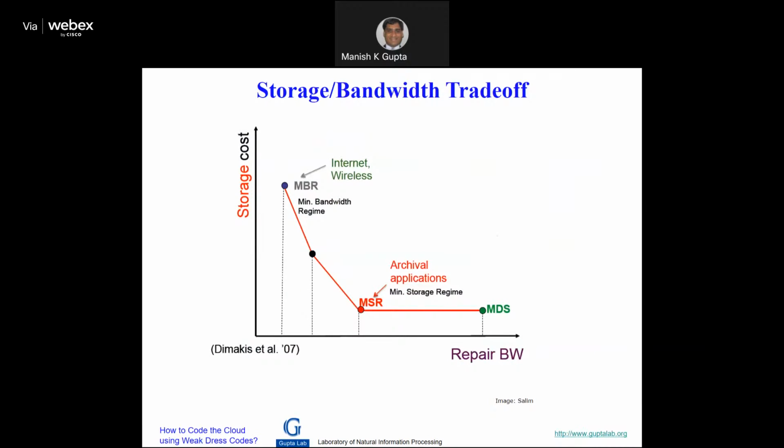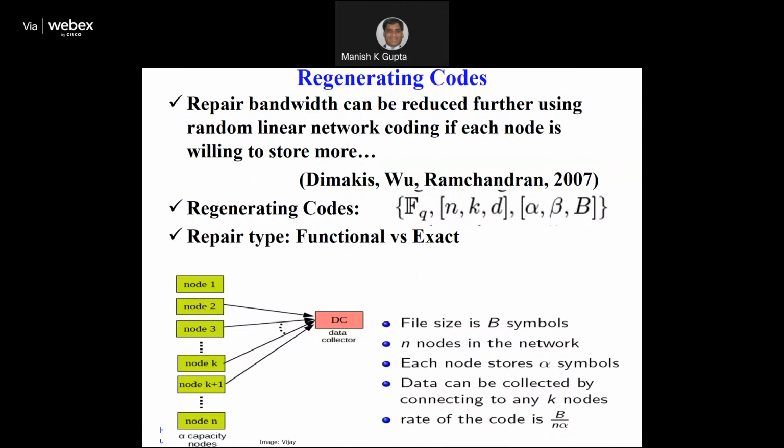In fact, Dimakis has shown that you can construct error control codes which are of two kinds, MSR, MBR. So minimum storage regeneration or minimum bandwidth regeneration, right? So you can minimize the bandwidth or storage. You should not also replicate. If you store too much information, storage minimization is also an important thing, right? He has shown that the repair bandwidth can be reduced further by using random linear network coding, if each node is willing to store more.